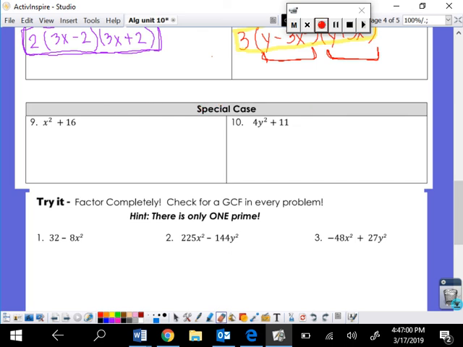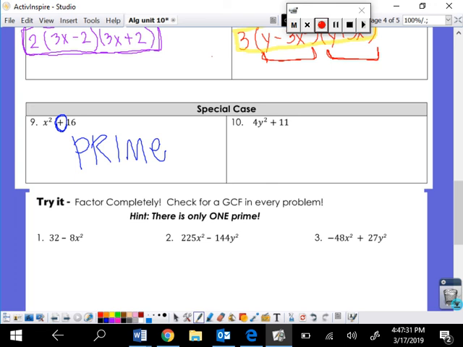Okay, then some special cases here. So looking at number 1, I see our coefficients are perfect squares, 1 and 16. I see even exponent, we've got x squared, but then this is a plus sign here. Okay, so A, B, and C, our 3 rules are not met. So this is an example of a prime binomial. We cannot do anything to that.